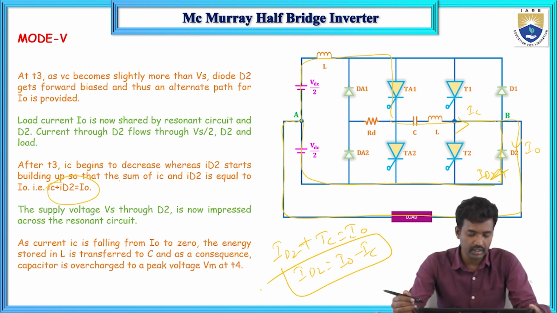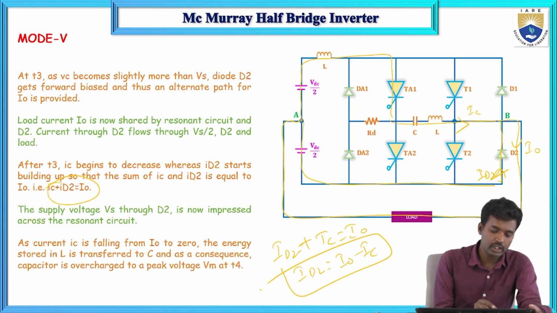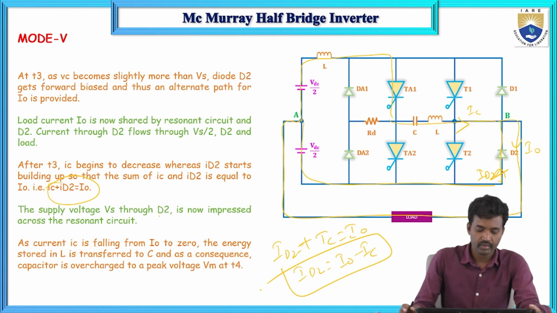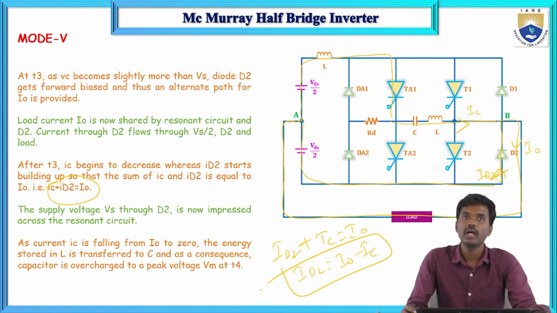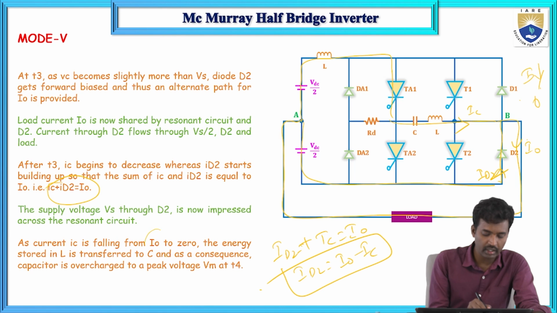Here ID2 starts to build up. The sum of IC plus ID2 equals I0. The supply voltage Vs, through D2, is now impressed across the resonant circuit. So IC current falls from I0 to 0. Initially IC equals I0 and there is no diode current; now it decreases from I0 to 0.